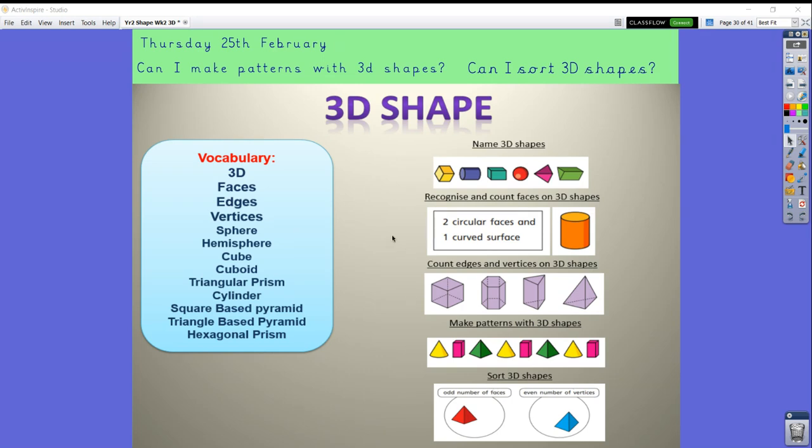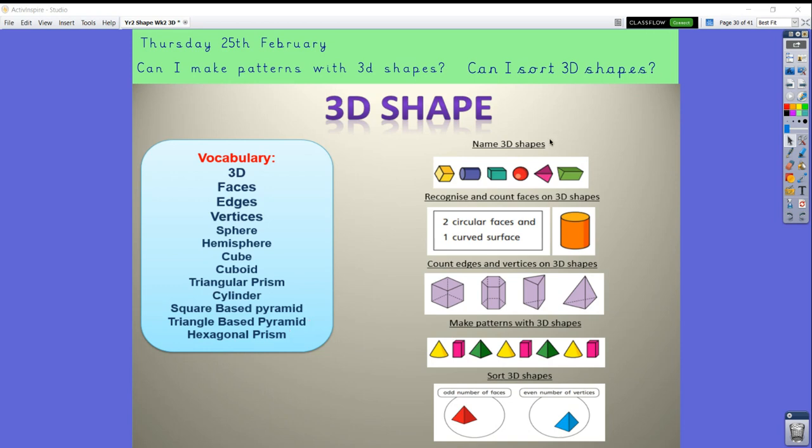So let's remind ourselves of our 3D shape vocabulary. Can you join in with me? 3D, faces, edges, vertices, sphere, hemisphere, cube, cuboid, triangular prism, cylinder, square-based pyramid, triangular-based pyramid, hexagonal prism.